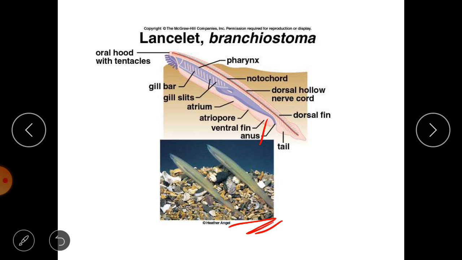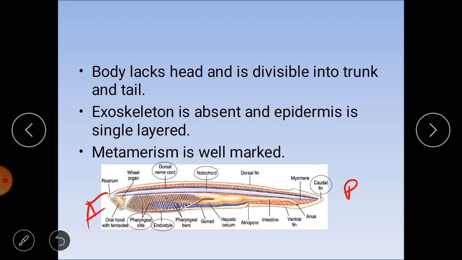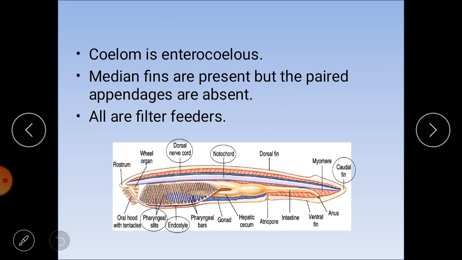Coelom is enterocoelous, which is nothing but, they're saying all chordates have a true coelom. Then median fins are present, but the paired appendages are absent. What's the meaning of this point?